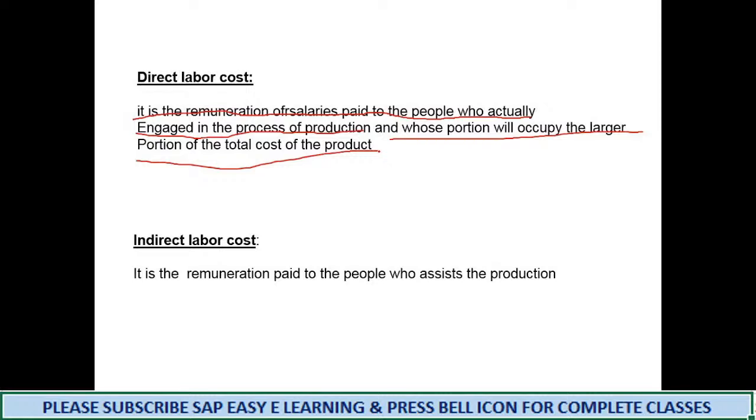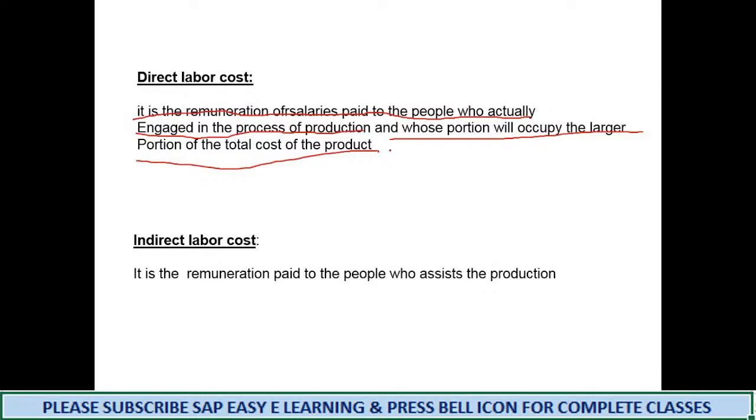And these 10 people are directly engaged in the manufacturing process. These 10 people are putting their hands directly into the manufacturing process. Means they are cutting the wooden pieces, they are doing the polishing, they are doing the shaping, and they are bending the iron frame, and within the bent iron frame they are fixing the wooden pieces. Like that, these 10 people are directly putting their hands in the manufacturing process. This is called direct labor cost. Clear?